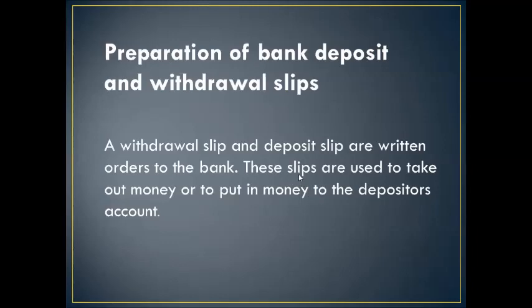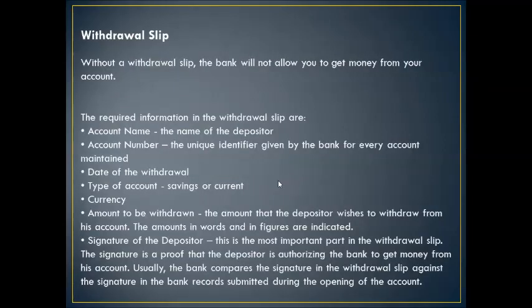Now, since we are talking about savings account and current account here, so let's go with the preparation of bank deposits and withdrawal slip. So these are needed for you to be able to open an account. So a withdrawal slip and deposit slip are written orders to the bank. These slips are used to take out money or to put in money to the depositor's account. So let's go first with withdrawal slip. So without a withdrawal slip, the bank will not allow you to get money from your account.